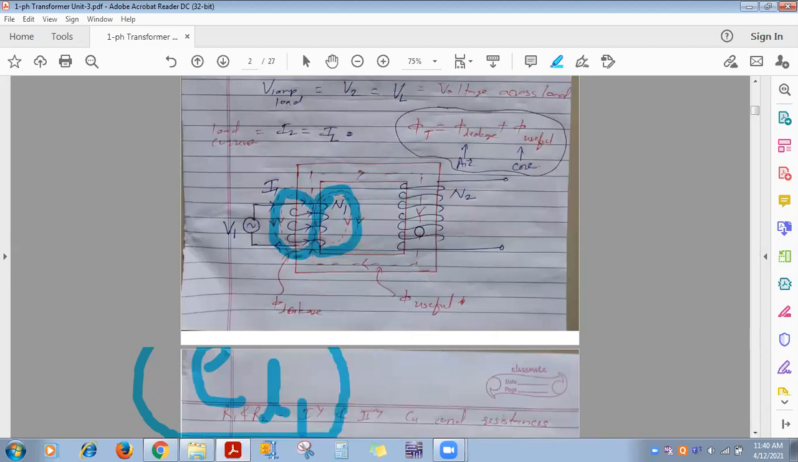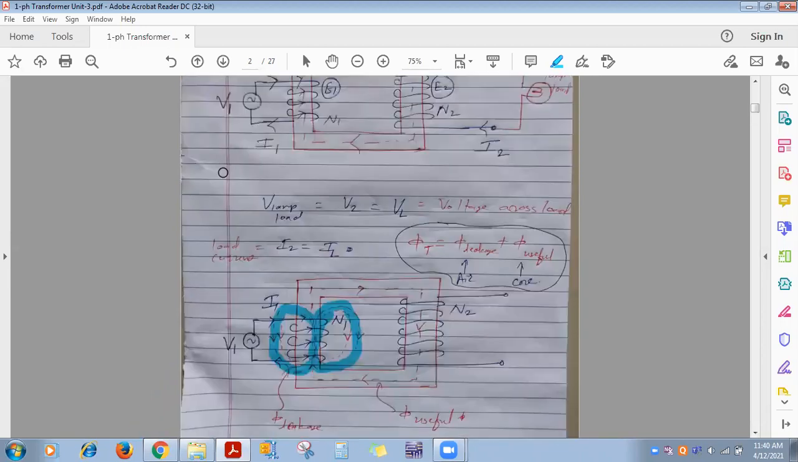So to consider this induced EMF, one more parameter along with resistance on primary is considered, which is a leakage reactance. It is denoted like this: resistance in series with some inductance, and its value in ohm is XL1. Okay, so now the next topic we are going to see is the equivalent circuit of a transformer.